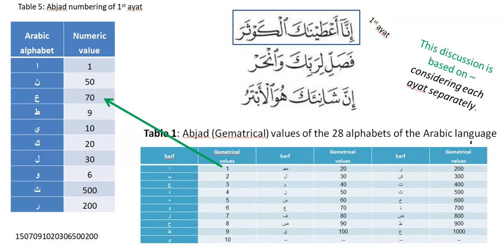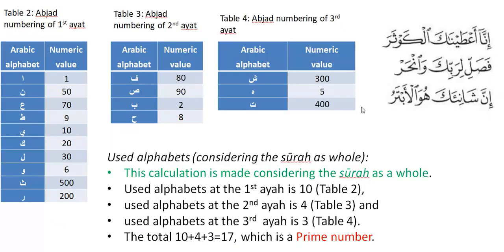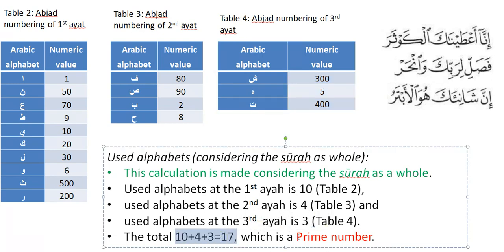In the next slide, we have changed our discussion to a different pattern. Here, the discussion will be made considering each ayat separately. That means here we made the calculation, collecting the harfs of the ayats as per the first appearance, and we have got this analysis value, and it is seen that this 17 is a prime number.